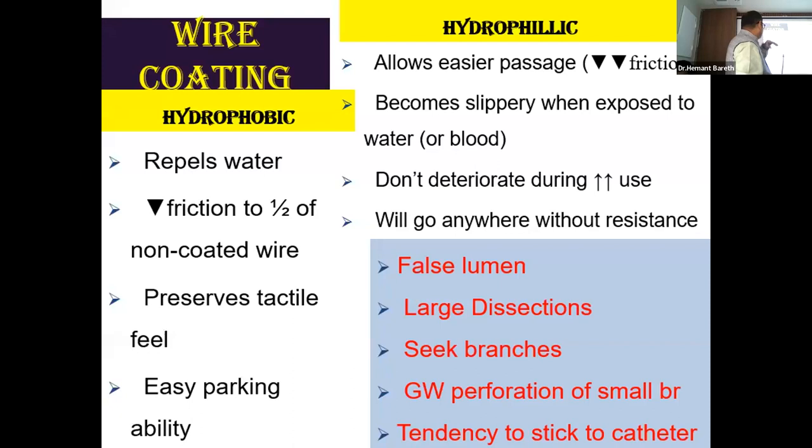Now coming to the third part, that is wire coating. Coating, as I said, can be of three types. One is hydrophobic. Hydrophobic is biocompatible, but it repels water.